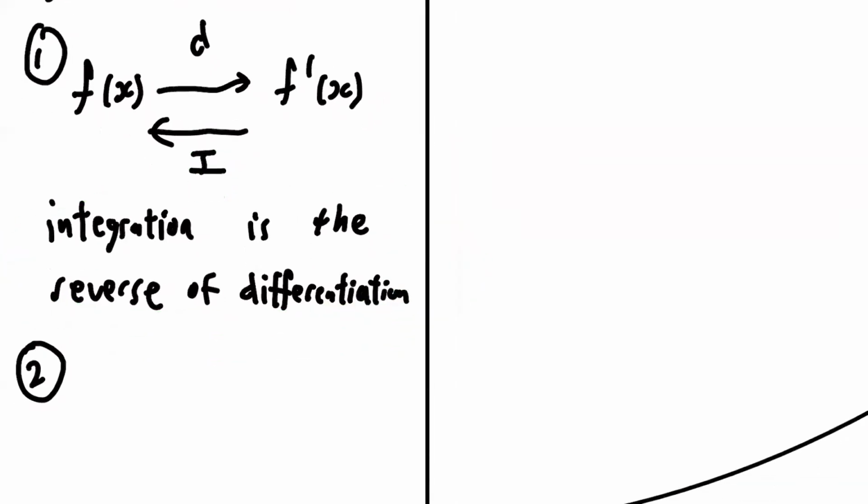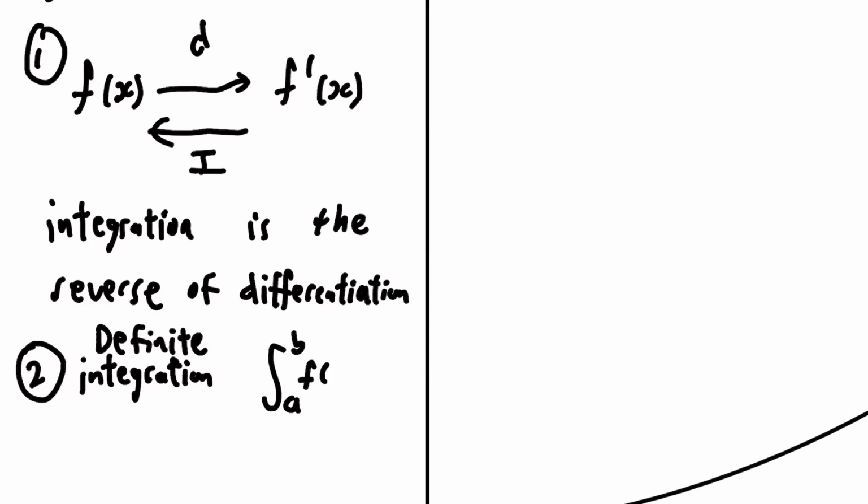Then the second rule is, what is it? Integration, or rather definite integration, the definite integral with the upper and lower limits, like a, b, has a formula.